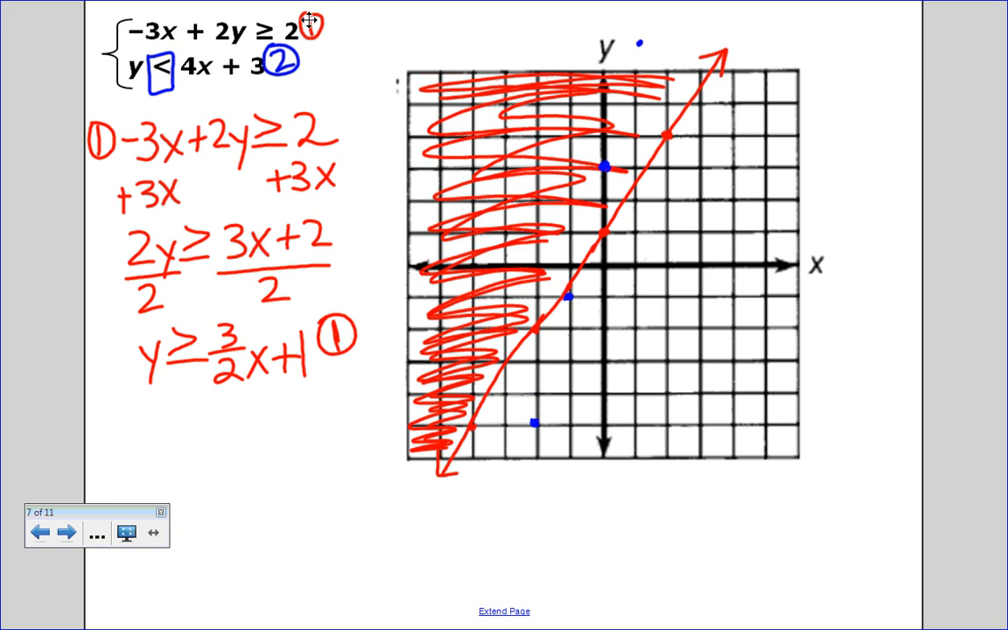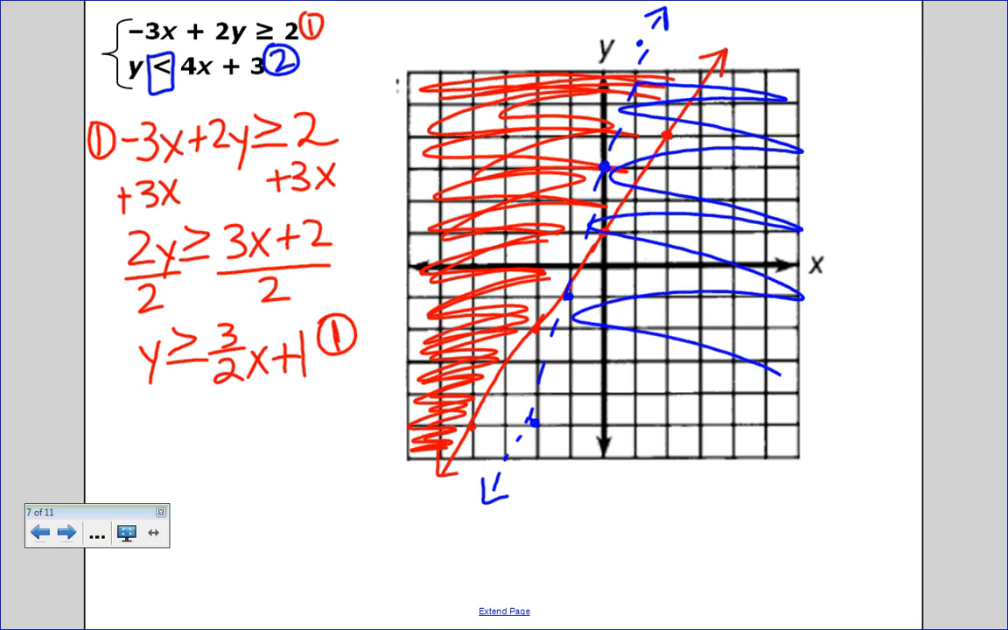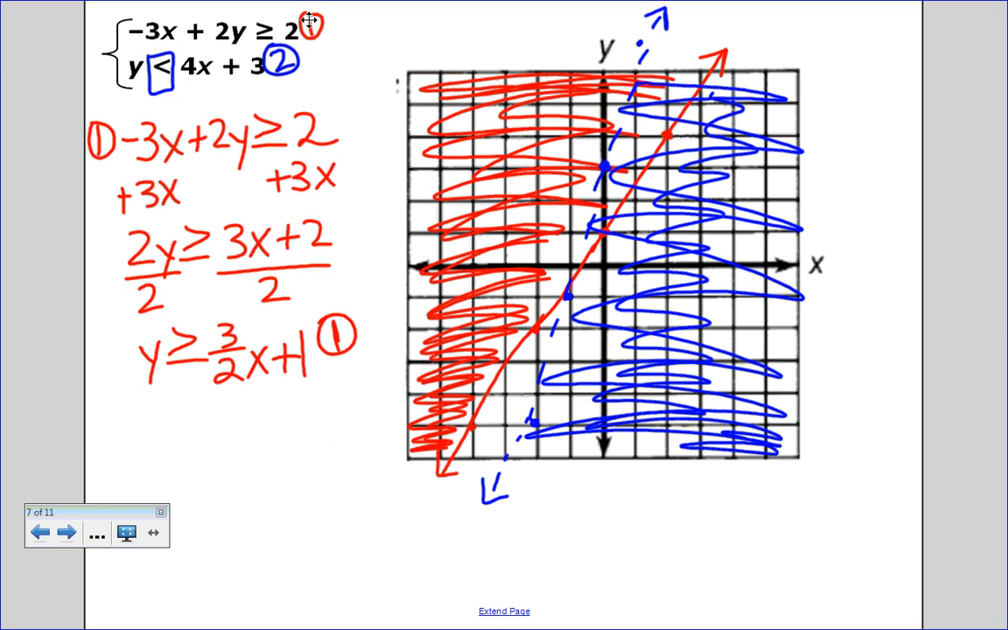Okay, here we go. My line is dashed, so as I draw this line, I'm going to remember that I'm talking about all points not included in the line. Now it says y is less than. Where do I shade if I'm talking about y being less than? Yes, I shade on this side. So now I've got some crazy shading going on. What does that mean? Well, I want to talk about everything where it overlaps.